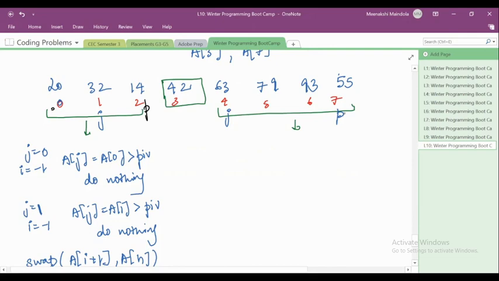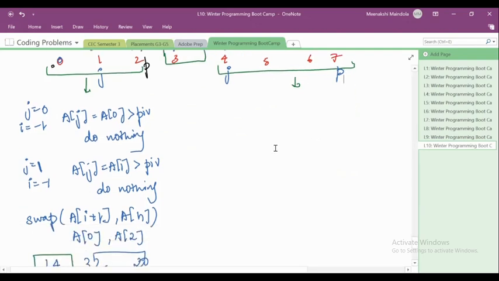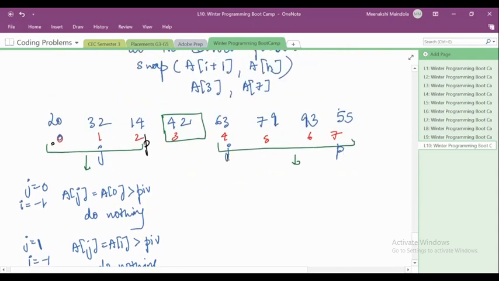The value of I is -1. The first thing here is that whenever the j loop ends and you swap the value of pivot and A of j, then what happens? It is going to be another recursive call. So in the other recursive call, when you call quicksort with this piece of subarray, you start off with I equal to -1 and j equal to 0. So this part of the array is considered as a separate array.